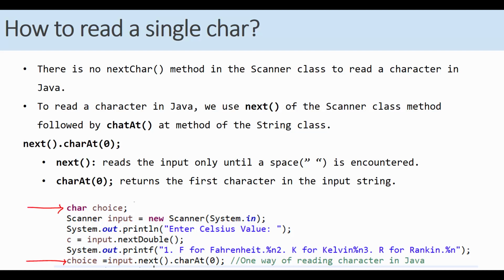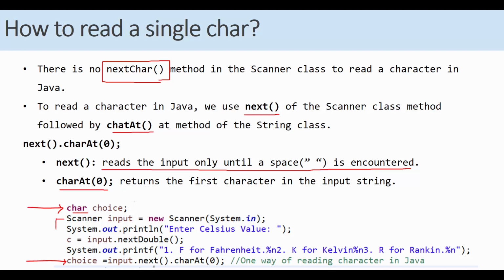If you're trying to read a single character using scanner, unfortunately, there is no nextChar method with the scanner class. So you can use the next method followed by the charAt method of the string class. Next will read the first word until a space is encountered, while charAt(0) will return the first character of the entered word. In this example, choice is a character.